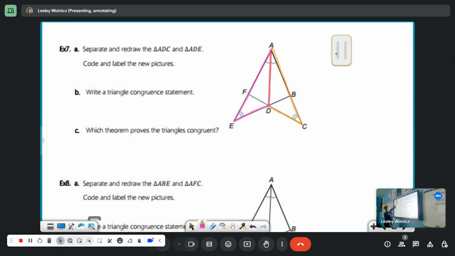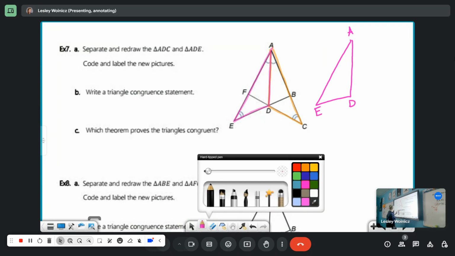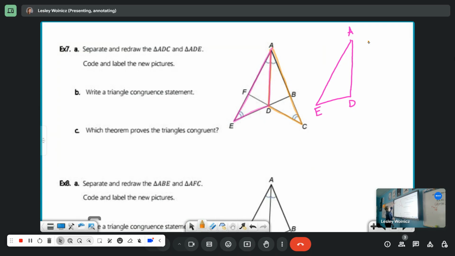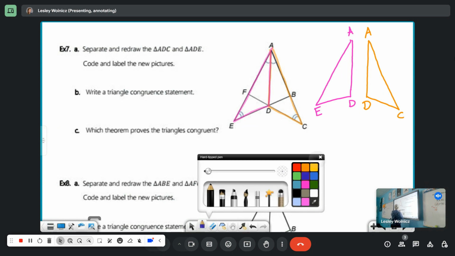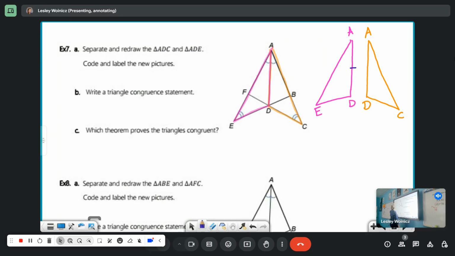Oh, well, it didn't help that I did that. Oh, okay, well, that's fine. Okay, here's the pink one. So that's A, D, E, A, B, and C. Okay, so the side that they share is obviously going to be congruent to itself.